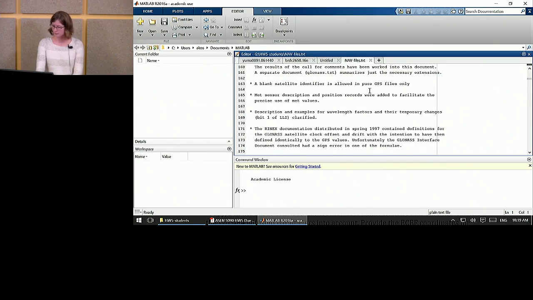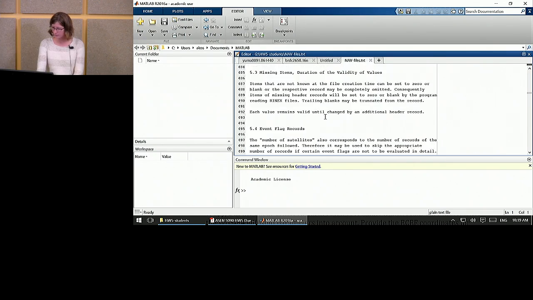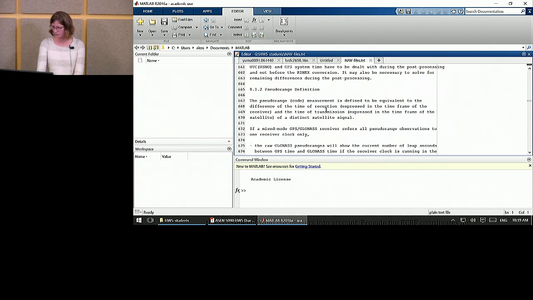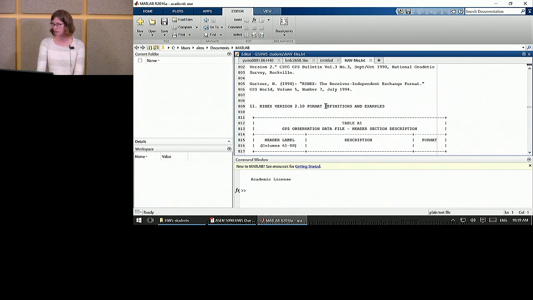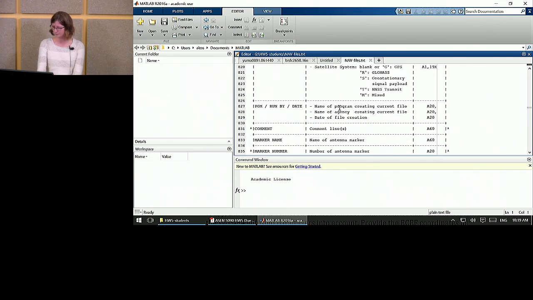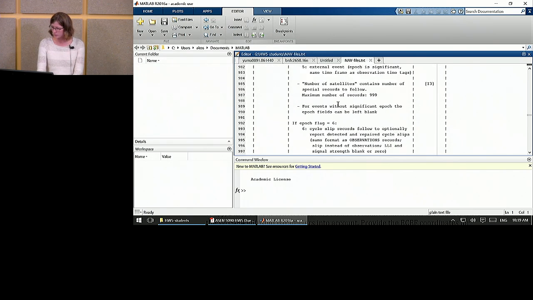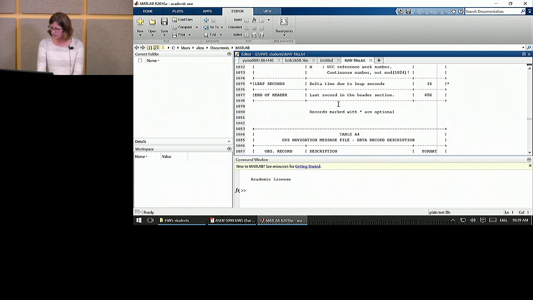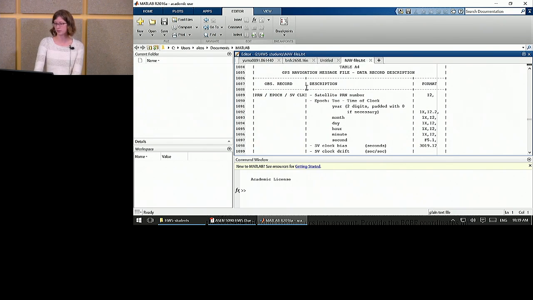So if we go down here, and let's see if I can find it, it's pretty far down. So we're using the navigation file of a RINEX message. And there's also an observation file, which you're going to work with for your least squares homework. Okay, so this is observation data still. Okay, so here we go. This is the navigation message.